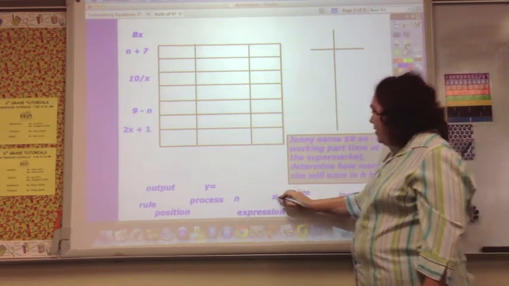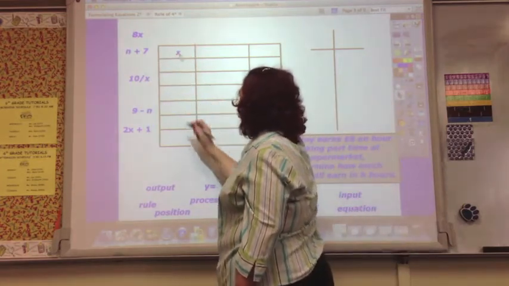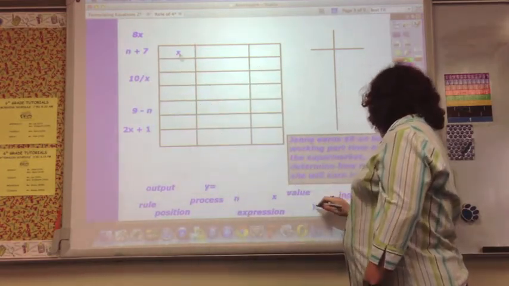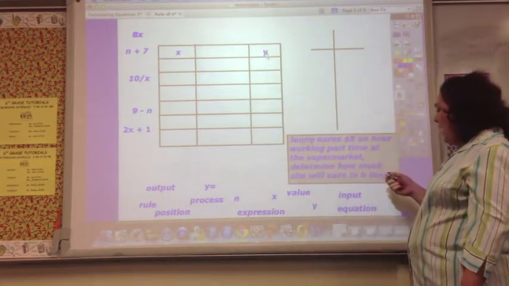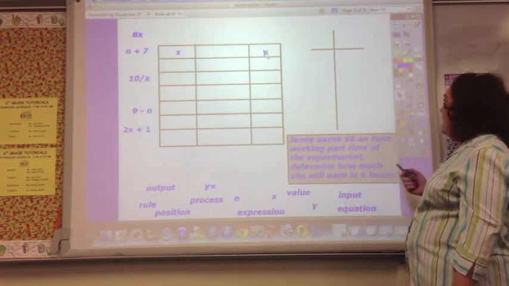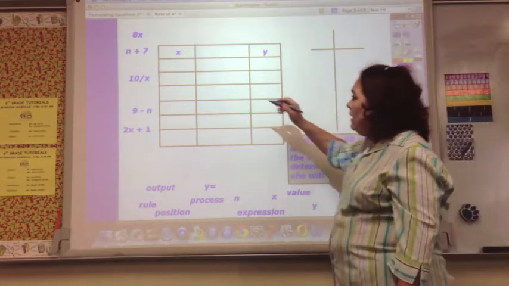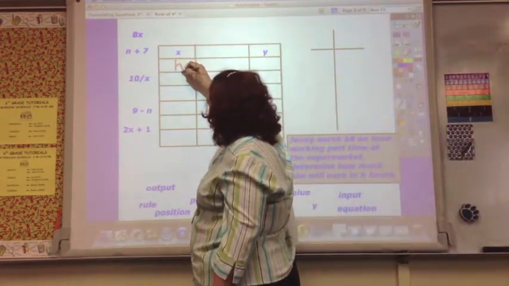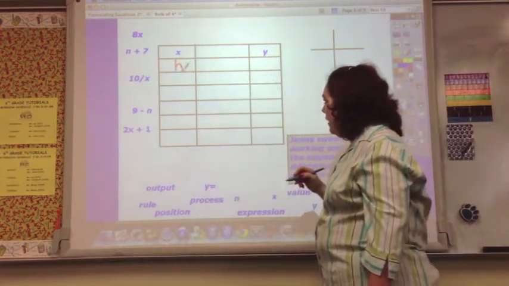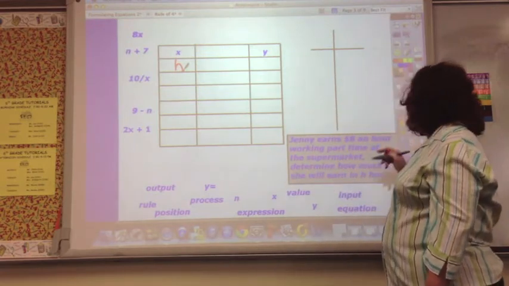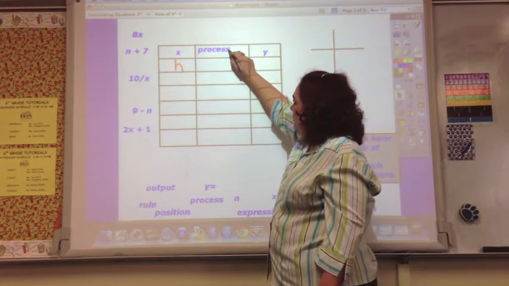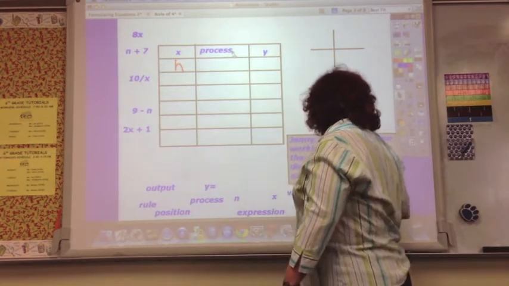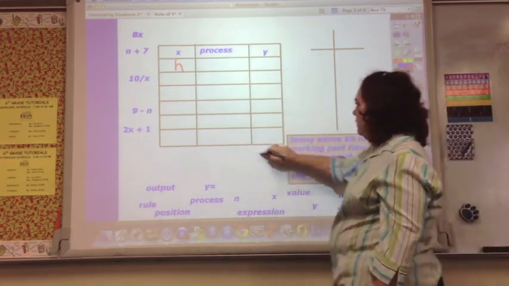So we can go ahead and put our x here and our y here. Now in this it says h hours. That's what's changing, h hours. So instead of x, we're going to look at h. Okay? And we're going to go ahead and put a process in here. And this is our input.